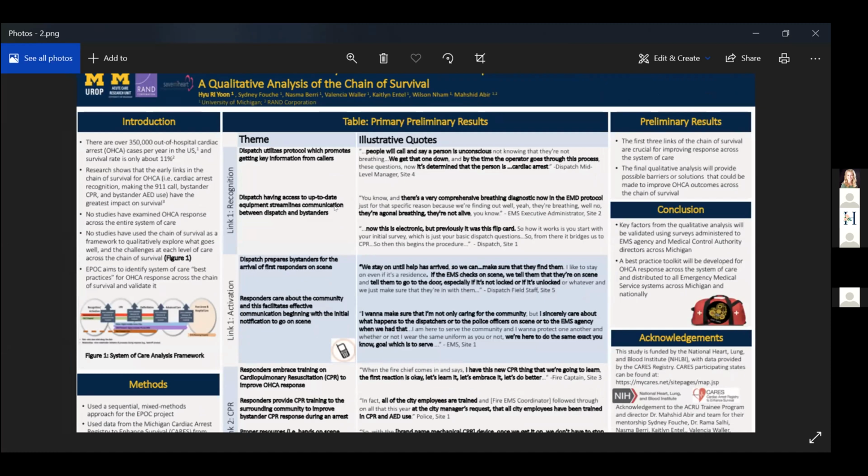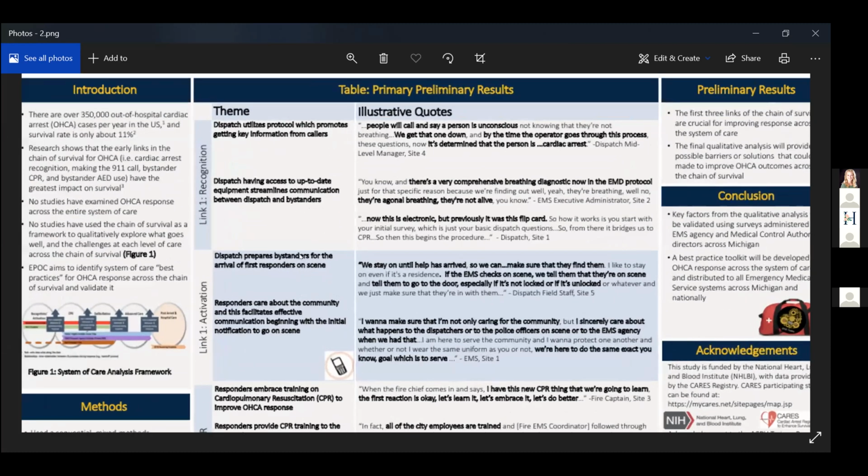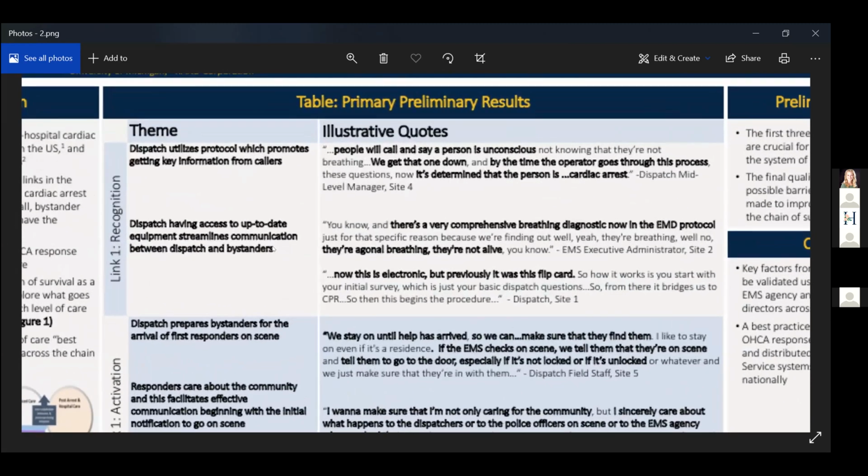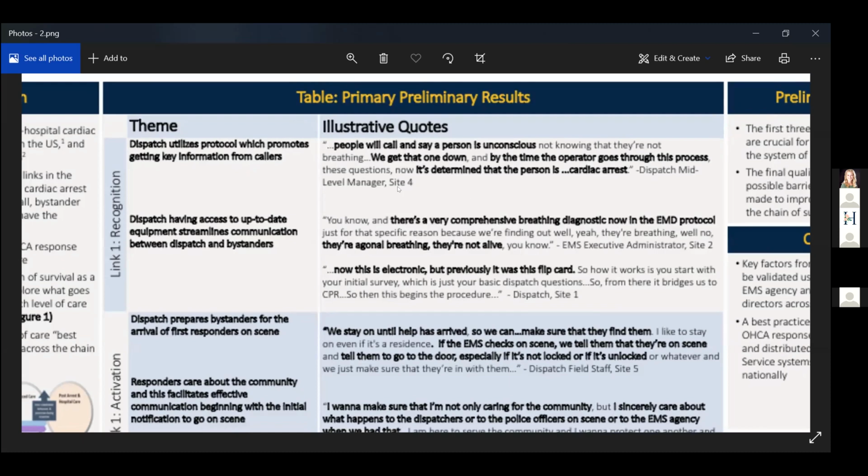I will not be able to go through all the preliminary results, but I could cover a few of them right now. So for instance, in link 1, recognition, a big theme was that dispatch was utilizing protocol, which promotes getting key information from callers. As you can see from the illustrative quotes, people will call and say a person is unconscious, and by the time the operator goes through this process, it's determined that the person has a cardiac arrest. That was from Site 4 by the dispatch mid-level manager.